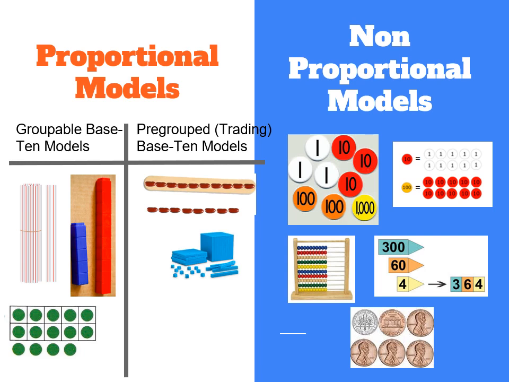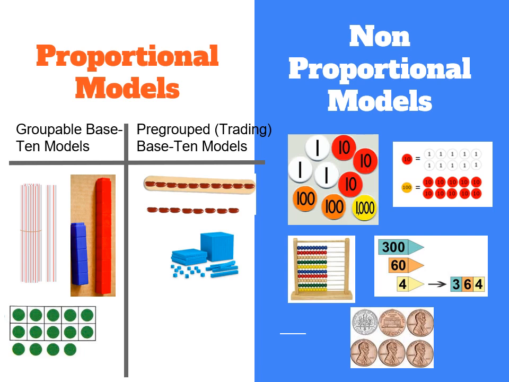These models are already grouped. For example, these bean sticks. Notice those beans are already glued down for kids. So those are a pre-grouped or trading model. Also, base 10 blocks are a pre-grouped or trading model. If you think about it, once you get 10 ones, you actually have to trade those 10 ones in for a 10. That's why we call it a trading model.